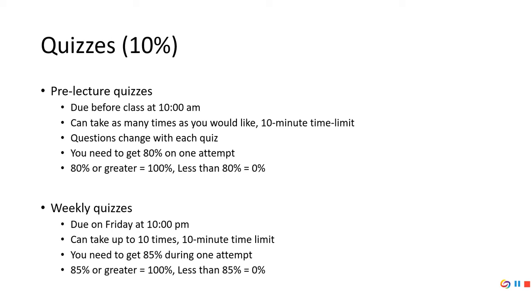If you score less than 80%, so that means 79.99999 or lower, you get a 0. Okay, so it's kind of an all or none thing. Weekly quizzes are similar, except you only get 10 attempts and you need an 85% or better. And they're due on Fridays at 10 p.m. Please note that the due dates for everything are either 10 a.m. or 10 p.m. as it relates to the quizzes, EBs, and participation.